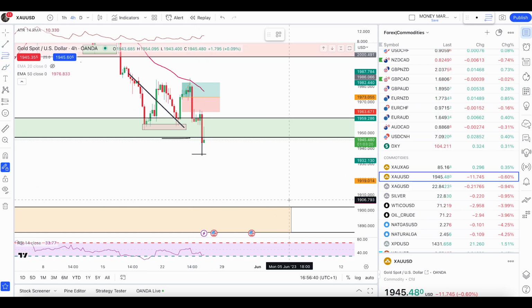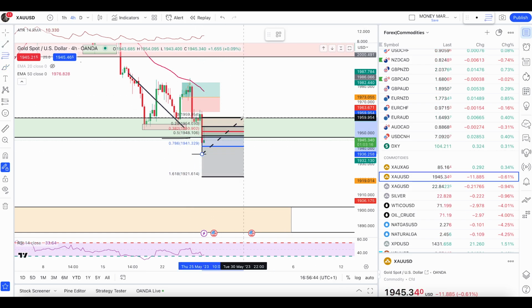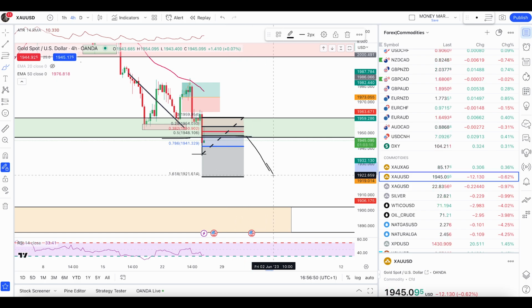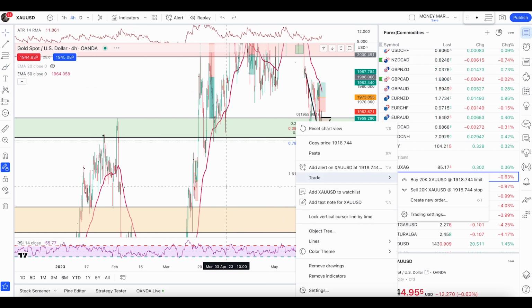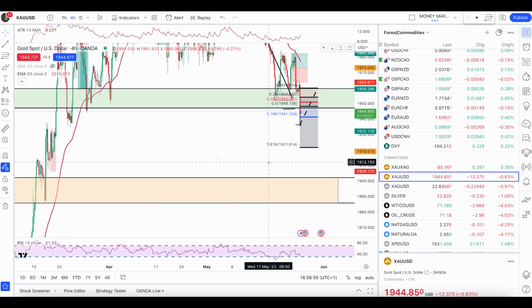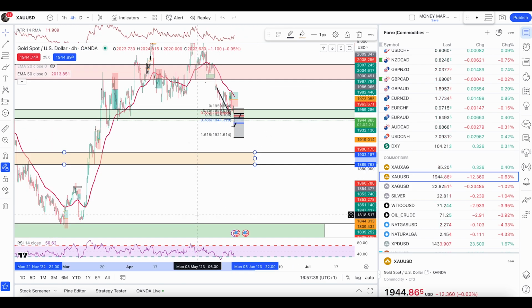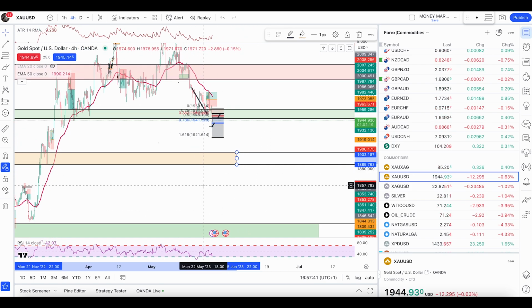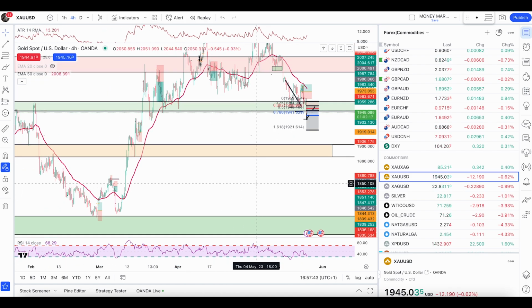Once that happens, what we can do, use the FIB tool, something like this. Aggressive entry will be 50% retracement, and price can likely fall to 1.618 retracement. That's the first target I'm looking at for gold. And then the next zone I'm paying attention for gold is 1885, goes up to 1902, a zone from where we will enter our buy trades.